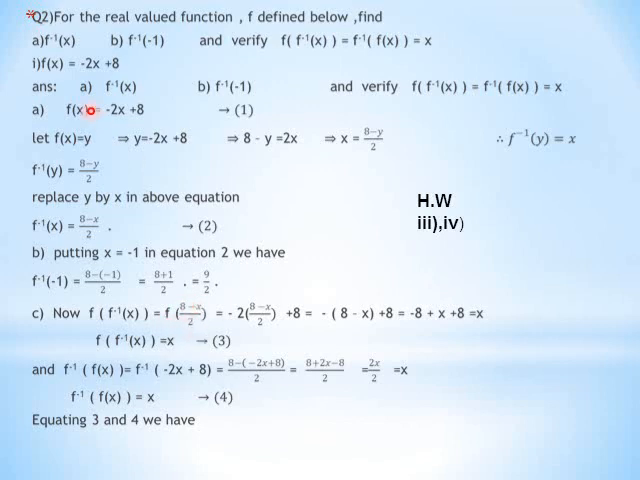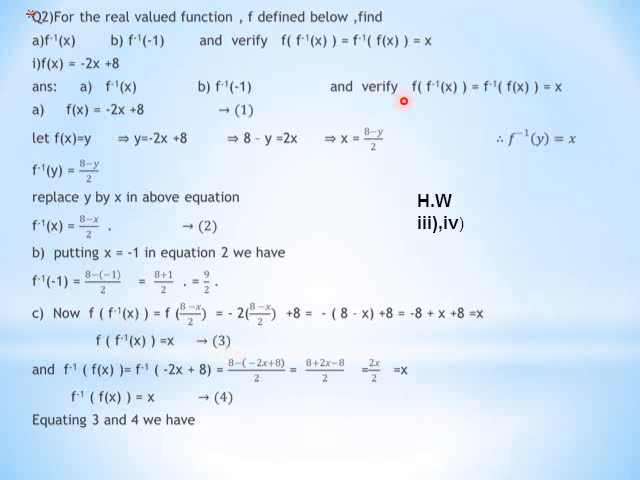f of x, where is f of x? There is f of x. So minus 2x. What is the value of x right now? 8 minus x upon 2, and plus 8. Okay, now we can cancel 2 by 2. So minus with the multiply, so minus 8 plus x plus 8, minus 8 and plus 8 should be cancelled. So now look at this, what do I remain with? Only x. So f of f inverse x is equal to x. This is equation number 3.